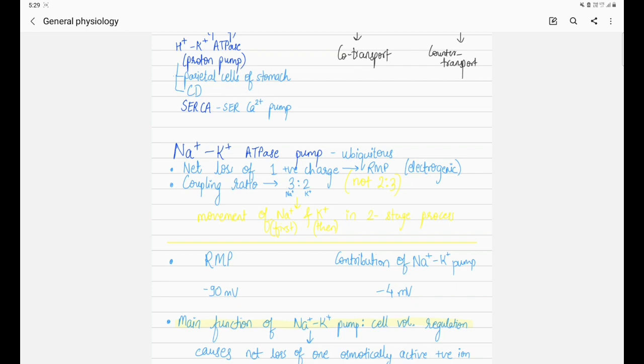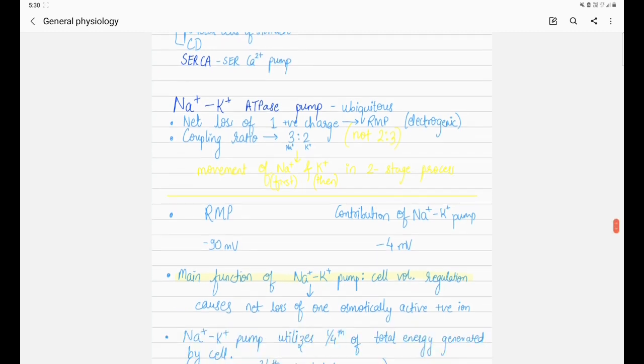Now there's something called the coupling ratio. How can you say that it is 3:2 or 2:3? We know that three sodium ions move out and two potassium ions move in. But if you get a question with options 3:2 and 2:3, which one will you say is more correct? The answer is 3:2, that is sodium to potassium. The reason is that the efflux of sodium and influx of potassium is a two-stage process. The sodium efflux precedes potassium influx, and hence the accepted coupling ratio is 3:2.